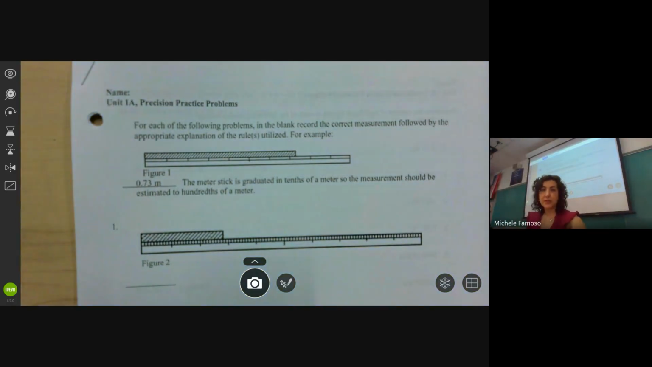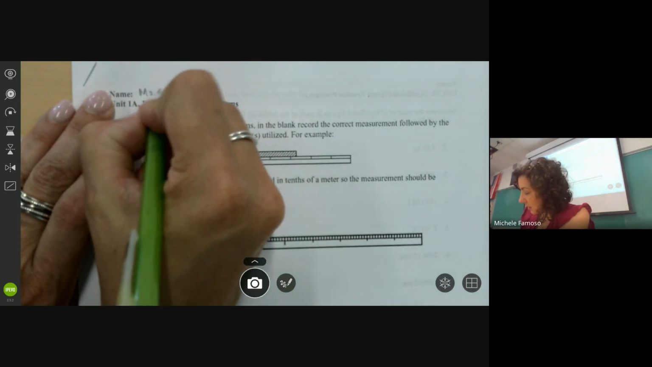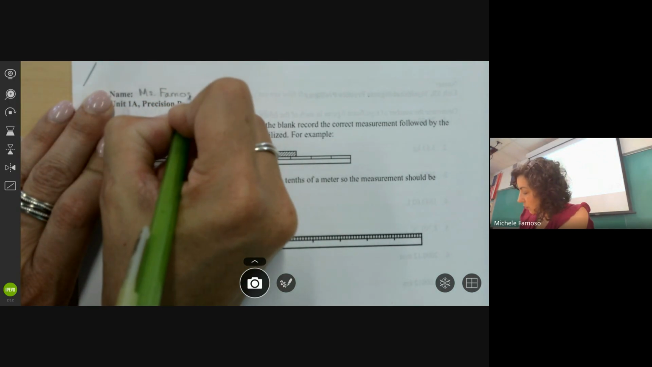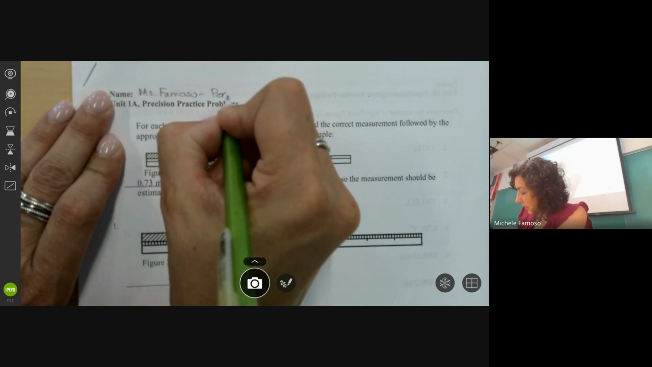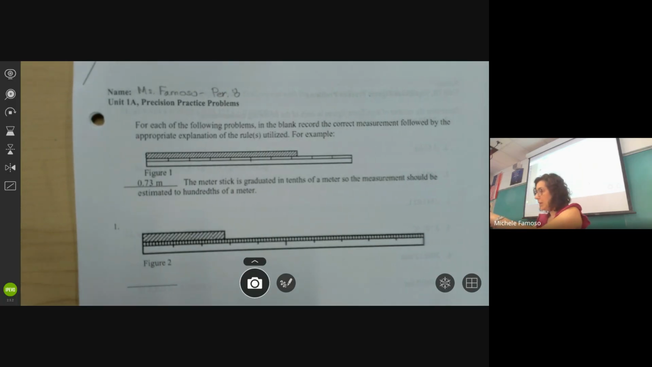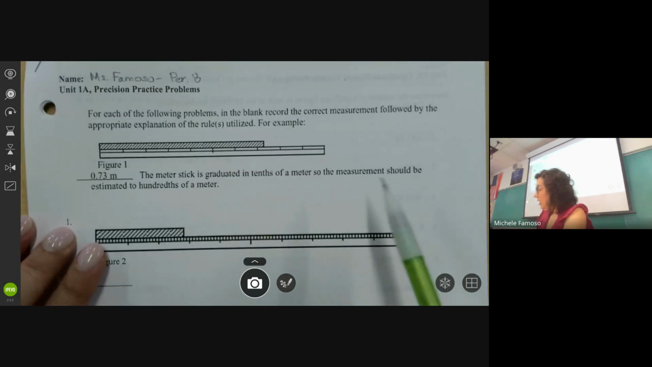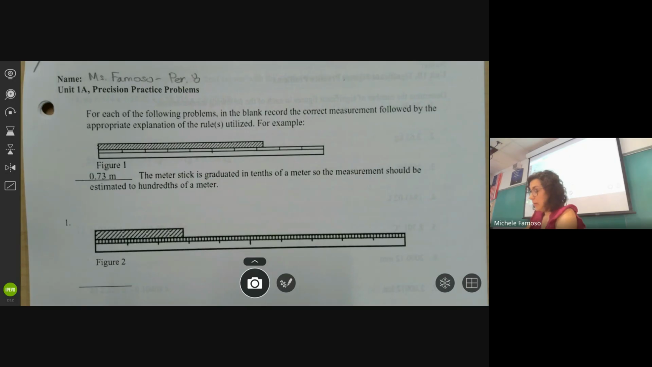Okay, the first page is what we're going to look at today. These are extras. And this is our practice with precision. On the top, I'm going to put my name. You can put yours there too if you want. And this is my period. You are my period 8 class. So I'm going to keep period 8 on there so I know I don't mix it up with my other classes. All right, so here's what we're going to do on this page.